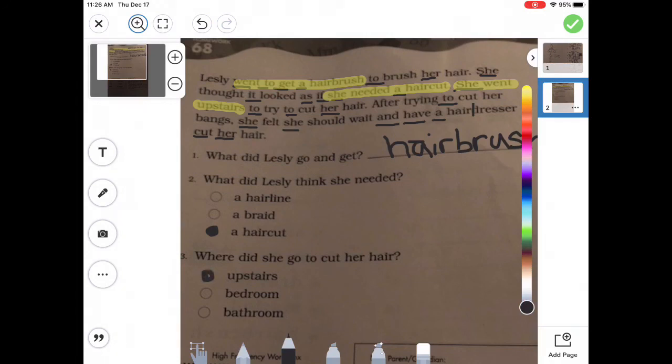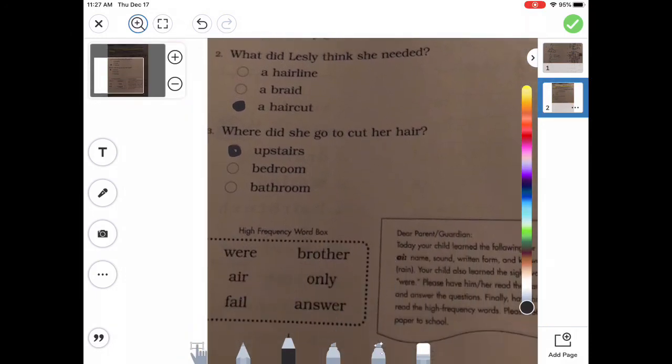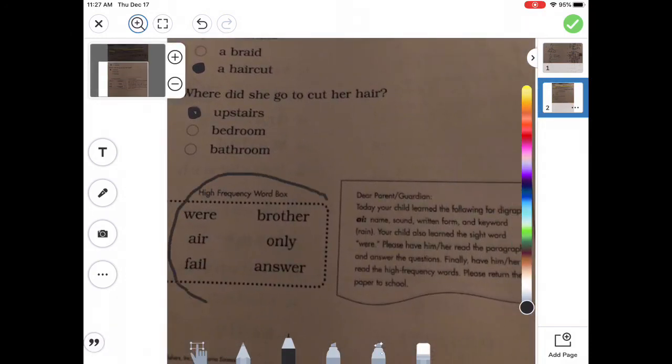Upstairs, very good. So we're just going to really be practicing the last half of the year, finding information in what we read and making sure that we're paying attention when we're reading, okay? And there's a couple words if you want to try them at the bottom.